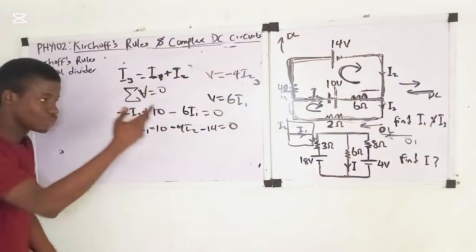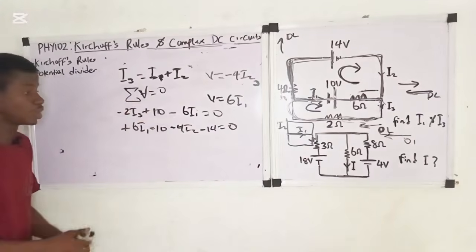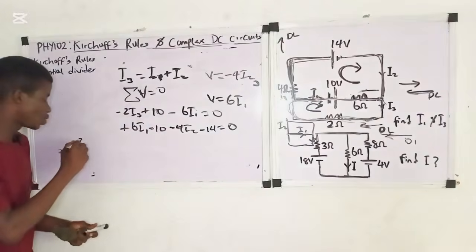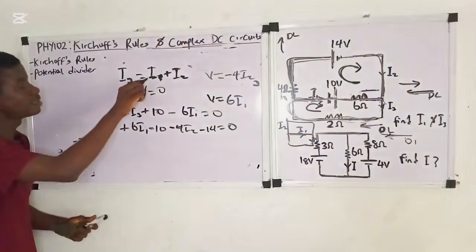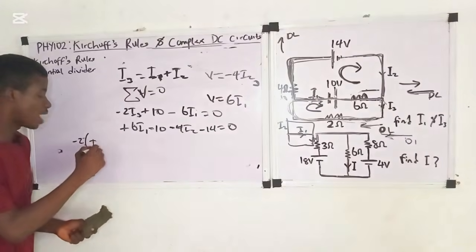So that's what we're doing. We make these two equations have the same unknown. So let's do it. So minus 2 I3. Now in the place of I3, remember, we know that I3 is equal to I1 plus I2. So in the place of I3, we put what? Bracket open I1 plus what?